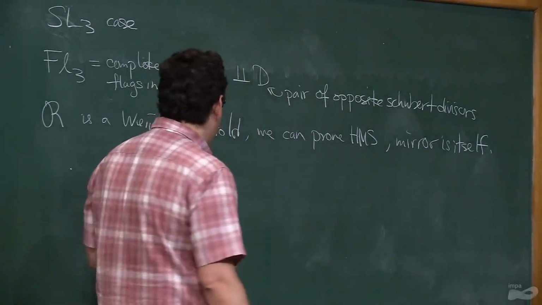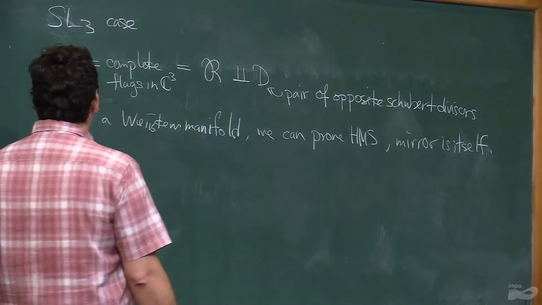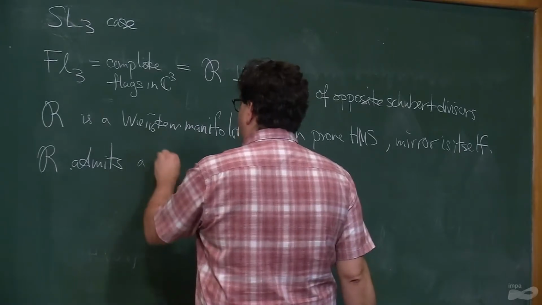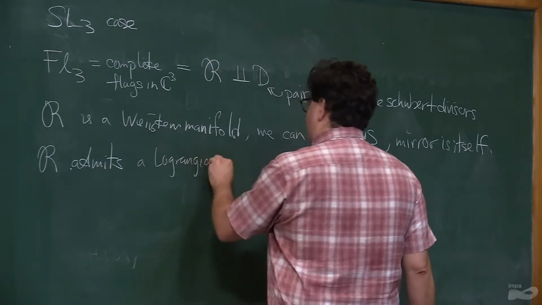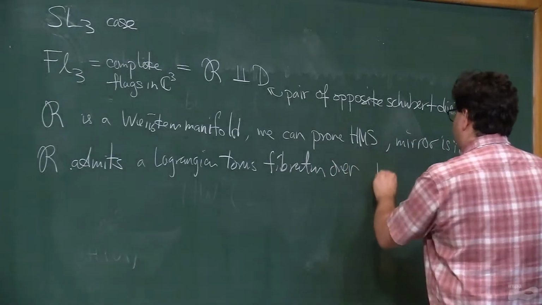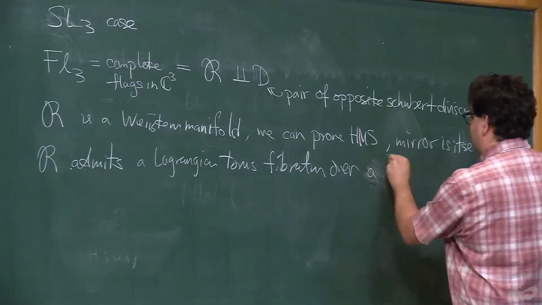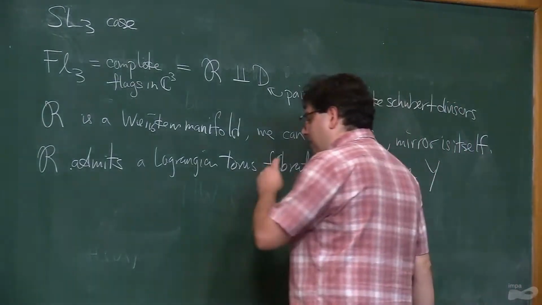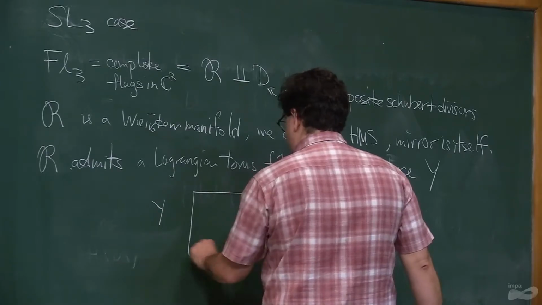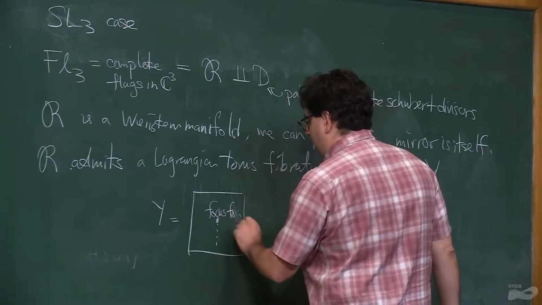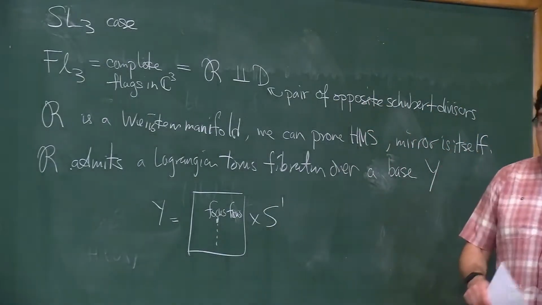In fact, this R has a very nice picture. R admits a Lagrangian torus fibration over a base Y. The base Y is, as a manifold, R3, but it has an interesting singular affine structure. What is the singular affine structure? In fact, Y is the two-dimensional focus times S1, times R.